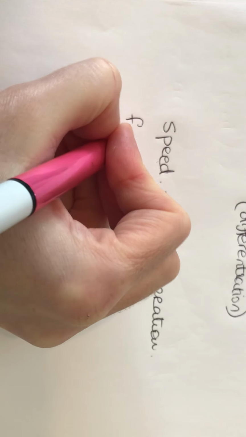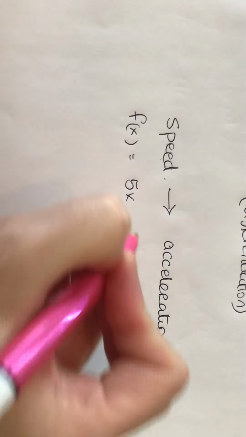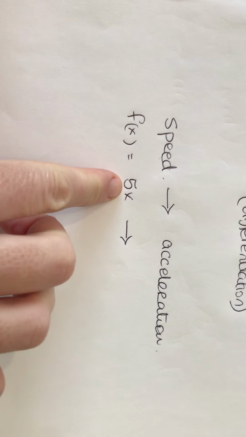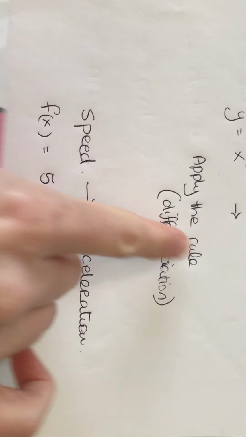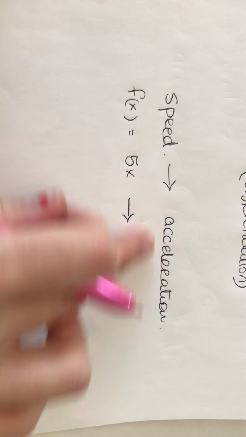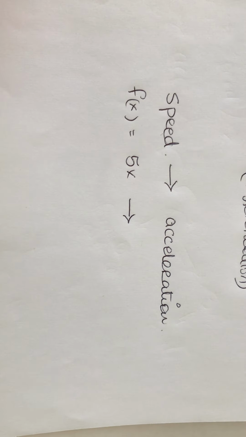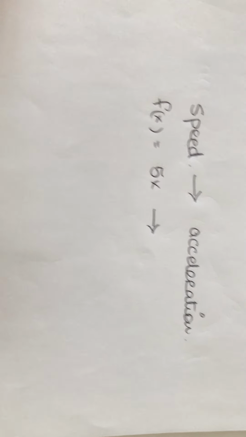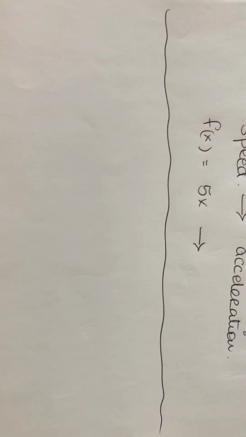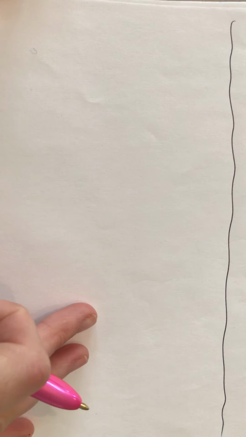So if you happen to have a function for speed, you would apply this new rule that I'm going to show you in a few minutes, and you would have a formula for acceleration, because acceleration is the rate at which the speed changes. Hopefully you have an idea of what I'm talking about there with rate of change. Let's have a look at the rule.